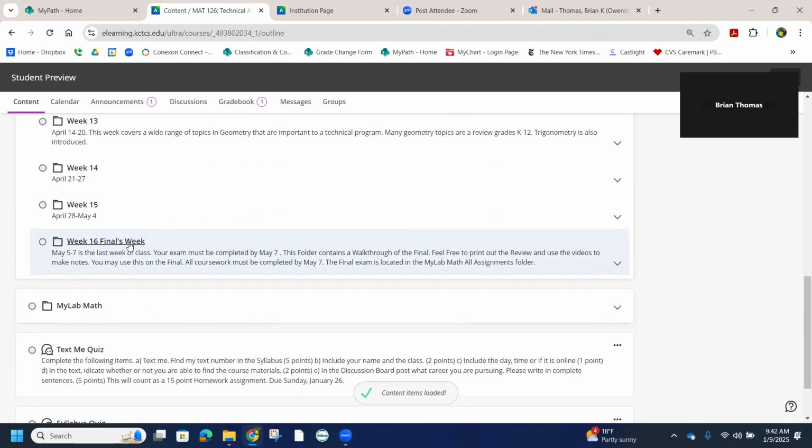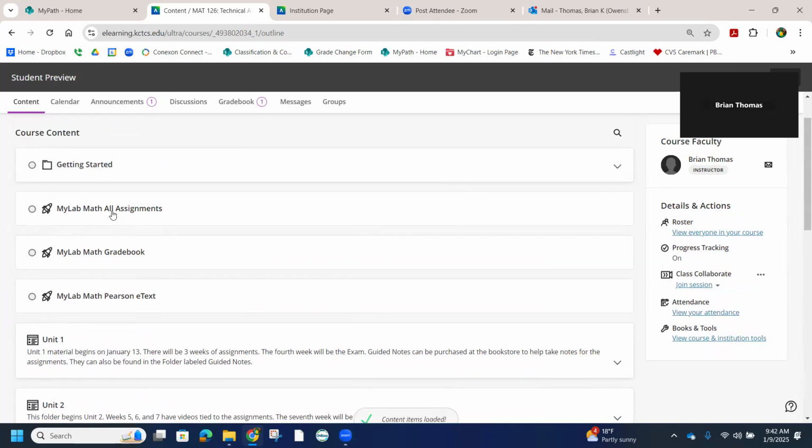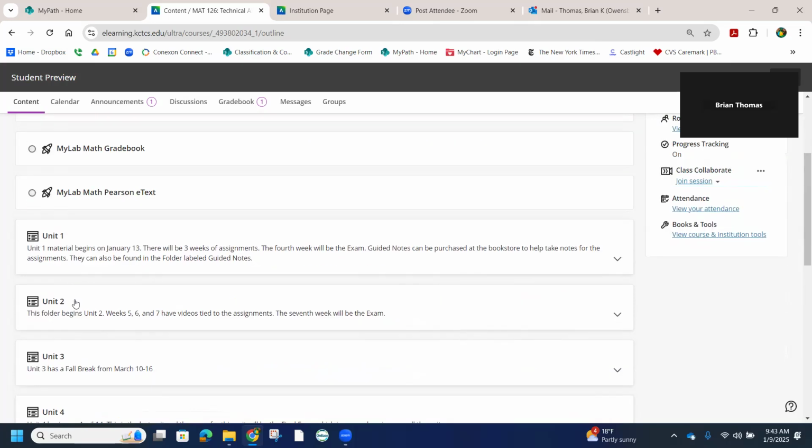So that's the initial start of all this. Again, Getting Started is where the syllabus is going to be located. My Lab Math All Assignments is where you'll find all your homework and tests. My Lab Gradebook will provide your accurate grade. And then if you need a textbook, the e-textbook can be located here. And then all support materials are inside these modules here. So you'll start with Unit 1 and work through the weeks ahead.